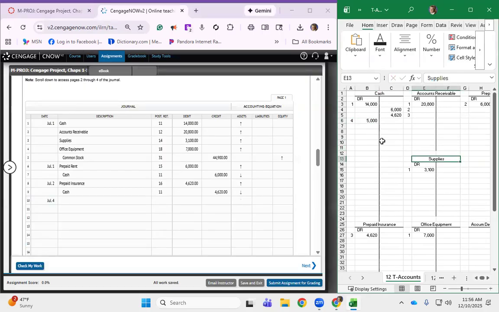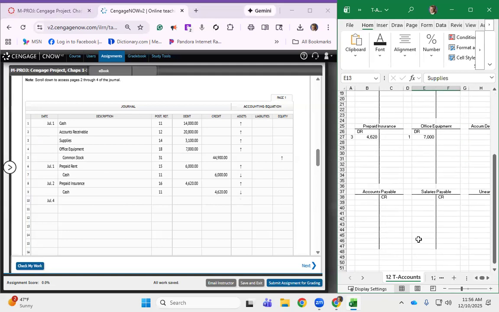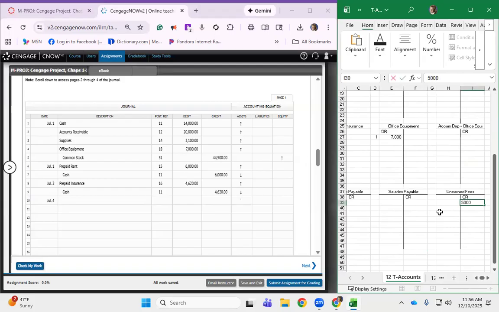And why are we getting that? Because customers are paying us before we do a job. And when we get paid before we do a job, we have to put it in a liability, which is unearned fees. So we have a debit to cash of $5,000, and unearned fees, which is a liability that we owe a job. We owe this job to a customer. All right, let's go ahead and post to the ledger.